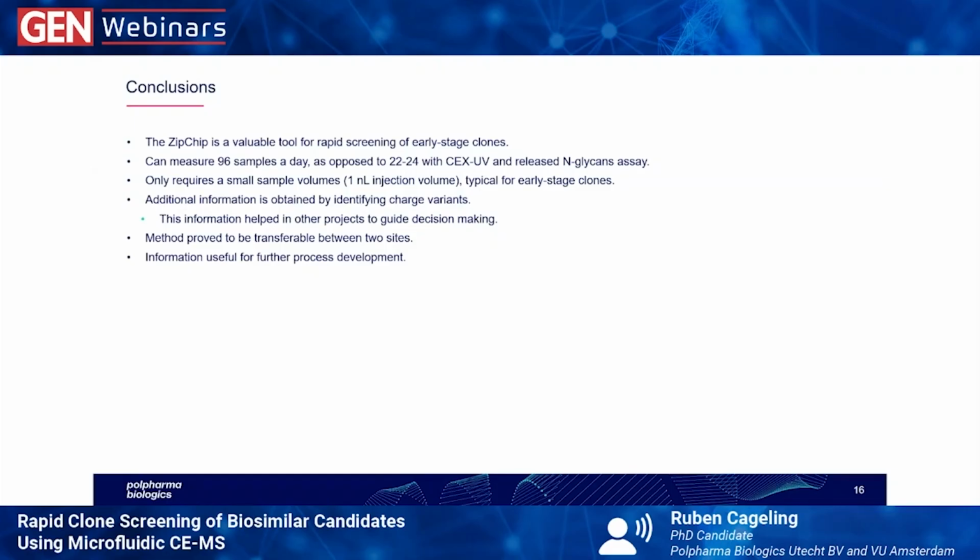For example, we also used the ZipChip to determine that we wouldn't continue with the project, based on the identity of the charge variant that we found with the ZipChip analysis. And finally, the method proved to be transferable between two sites, and we can really use this information to enable better process development and guide it better, because we get a lot more information in less time.